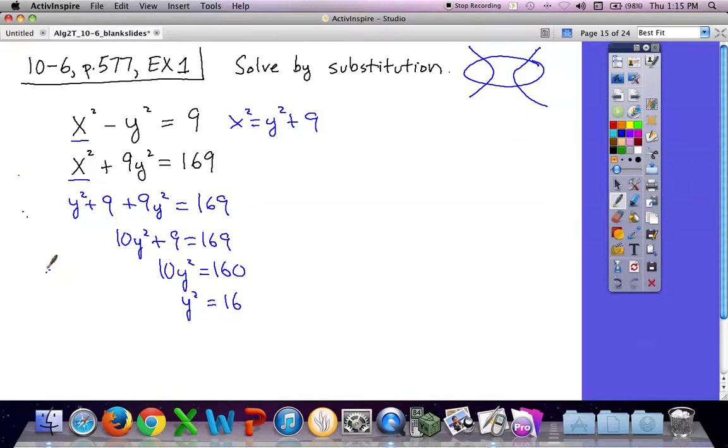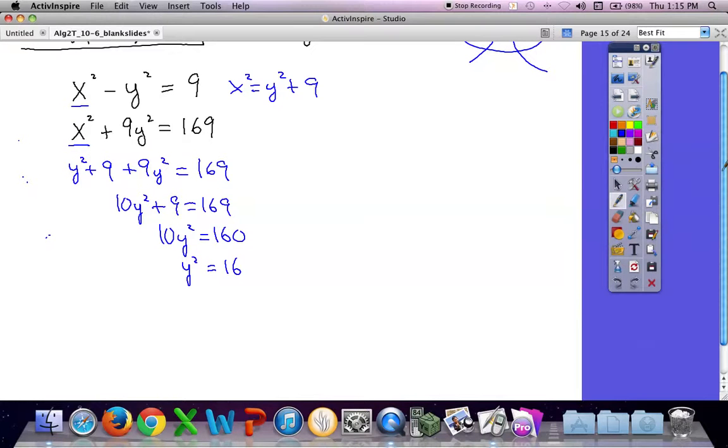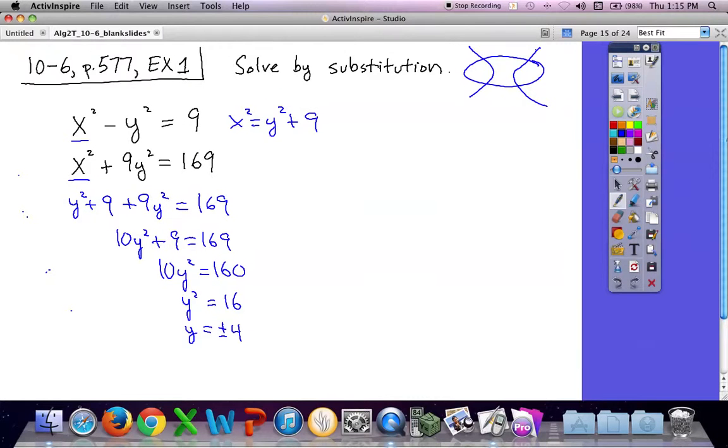But now I do need to know y, not just y squared. So next I will take the square root of both sides. Y equals plus or minus 4. Don't forget the minus. So that's substituting into the other equation and solving for the variable.